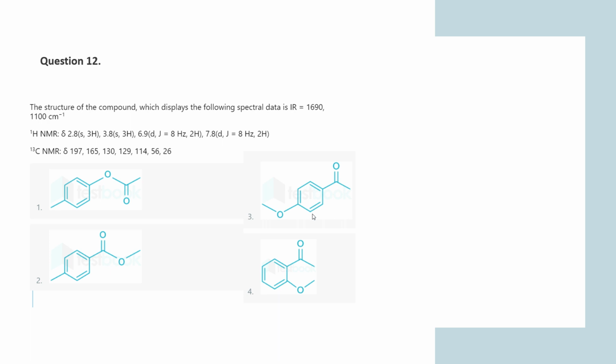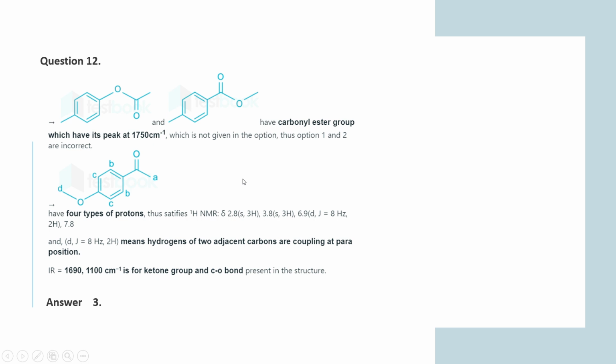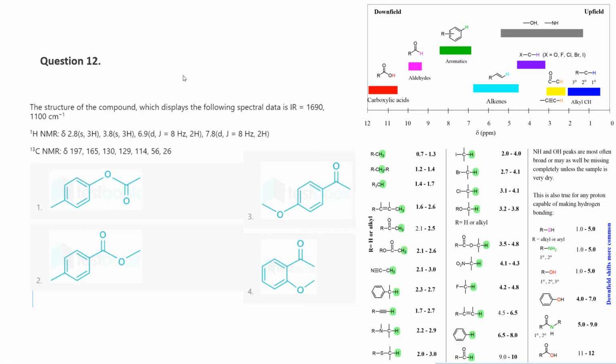Now you have to figure out which structure between these two, 3 and 4, is correct. Let us now go through the proton NMR spectrum for the two ketone options we are left with. It is showing a 2.8 singlet, 3 hydrogen, 3.8 singlet, 3 hydrogen, 6.9 doublet, 8 Hz, 2 hydrogen, and 7.8 doublet, 8 Hz, 2 hydrogen.